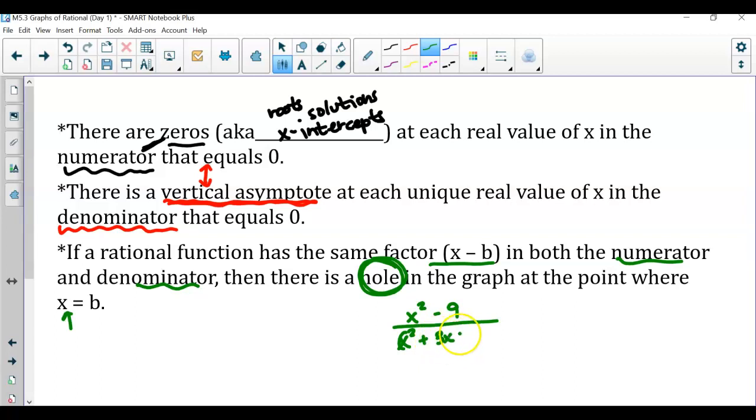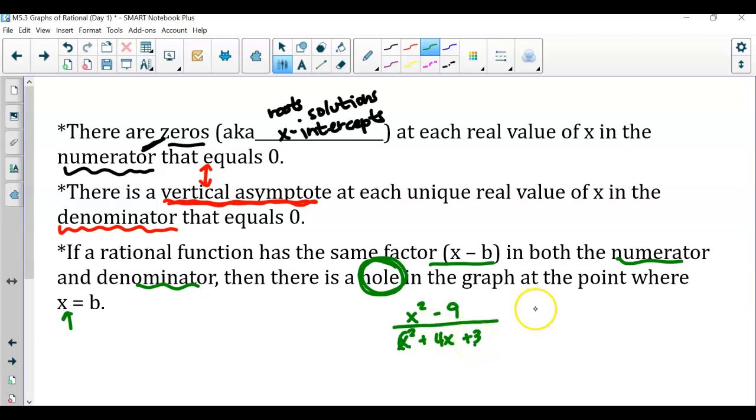over, what can we do? Let me switch it up. Oh, I got it. x squared plus 4x plus 3.